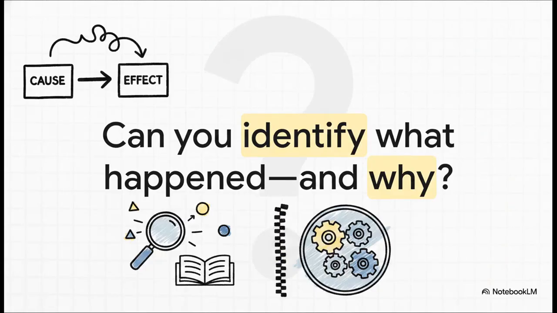So here's a question for you. Can you identify what happened and why? I know it sounds deceptively simple, right? But think about it for a second. How often do we actually jumble up the events in our lives with the underlying reasons for those events? As we decode this source material today, I really want you to keep challenging yourself with this exact question. How easily can you separate a simple sequence of events from the actual driving forces behind them? Because honestly, that separation is exactly what cause and effect is all about.